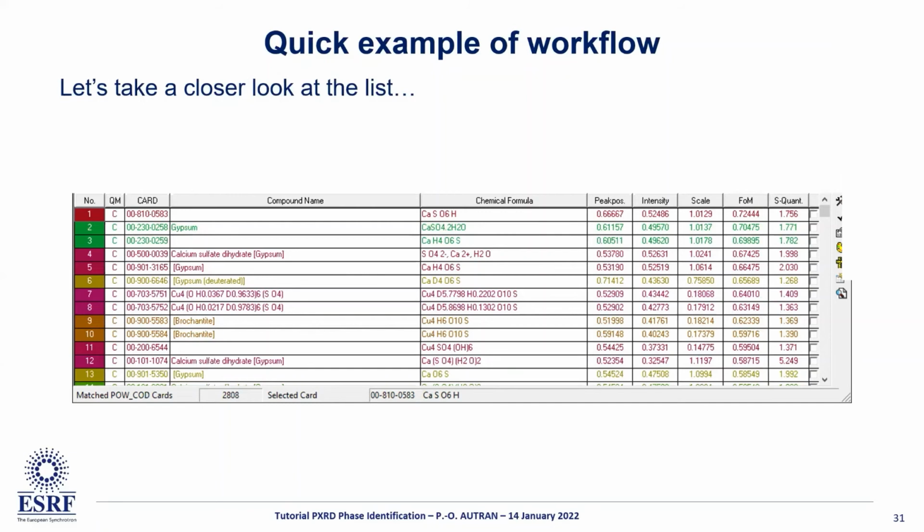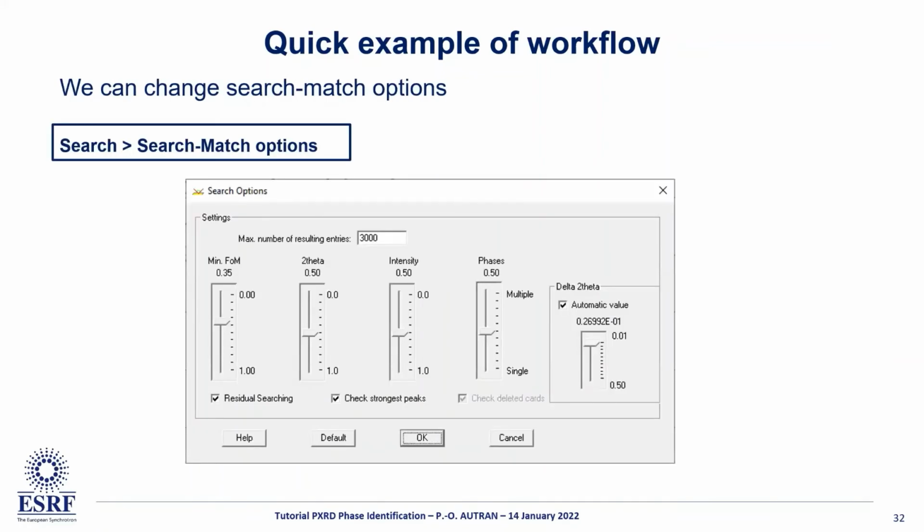Some of the compounds don't have a name because some people didn't enter the name when they entered their phase in the database. So this is sometimes a problem. But basically, once you have your own set of cards, you can always recognize the number. So here they are like gypsum, some I prefer to use, and so this is not much of a problem. So what I'm going to do now is basically restrain my search match.